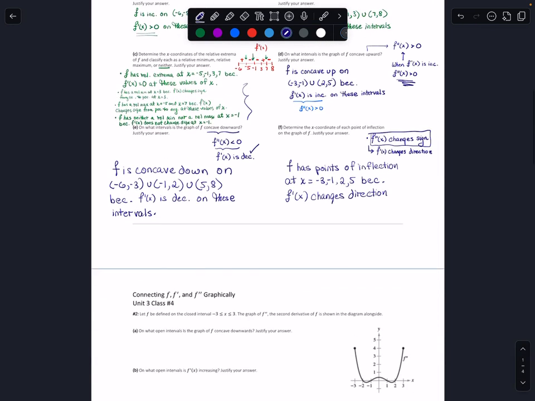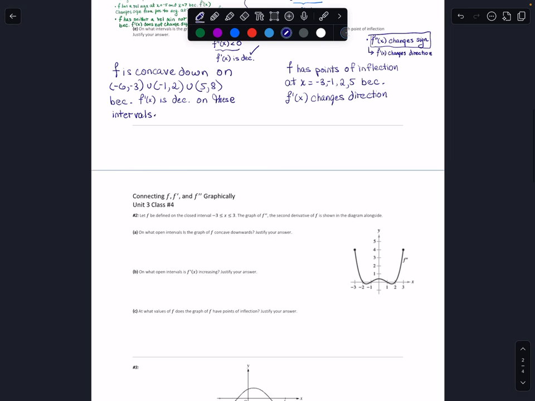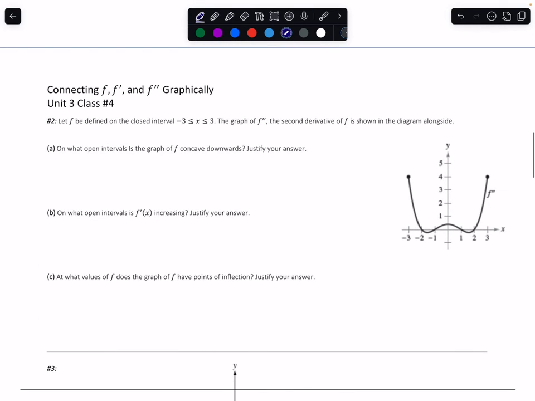But obviously, we could change it up a bit, and somebody could give you the graph of f double prime. Now, that does change some things because it's definitely going to change how you interpret what you're looking at. But what I would also say is that there are fewer questions that can be asked if you have f double prime. You sort of lose some information every time you go down a derivative, but that's a story for another day. So 2, let f be defined on the closed interval from -3 to 3. The graph of f double prime, the second derivative of f, is shown in the diagram alongside.